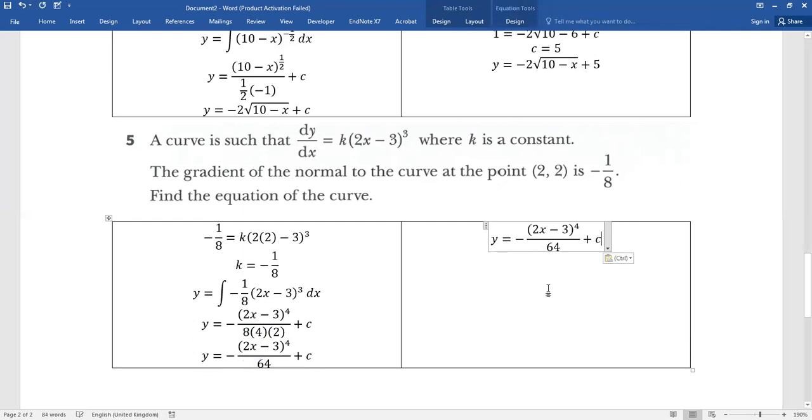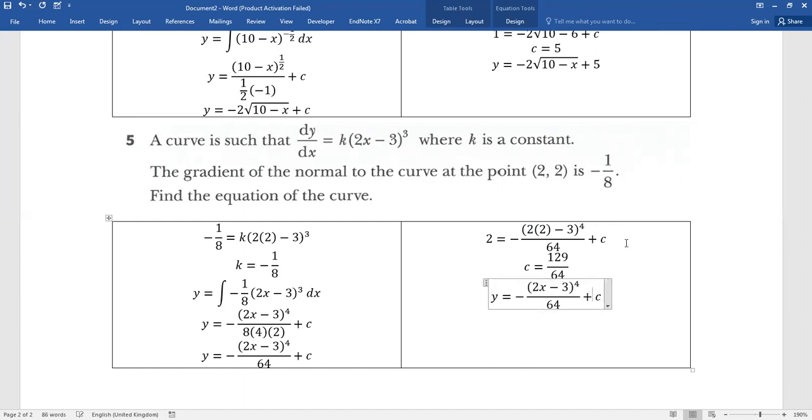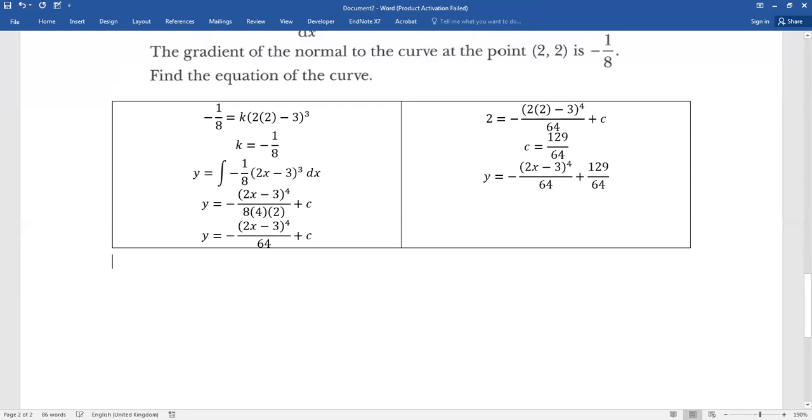Yes, sir. Now you can figure out the value of c by plugging in the values in place of y and in place of x. Now what is your value of c? Sir, I got 129 upon 64. I'm trusting you with your value. I'm calculating it. So the value of c will be 129 over 64. Is this clear? Yes, sir.